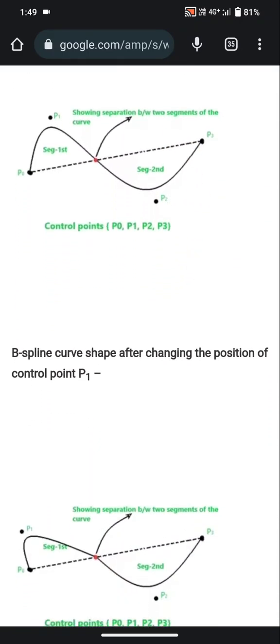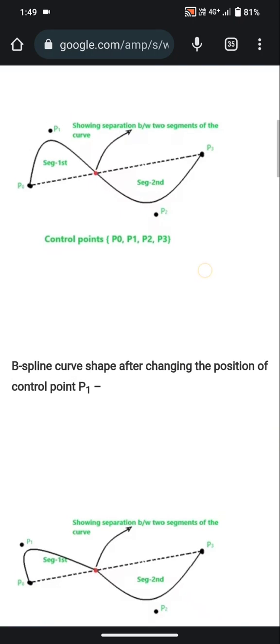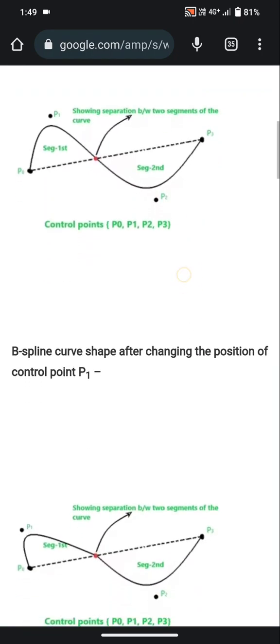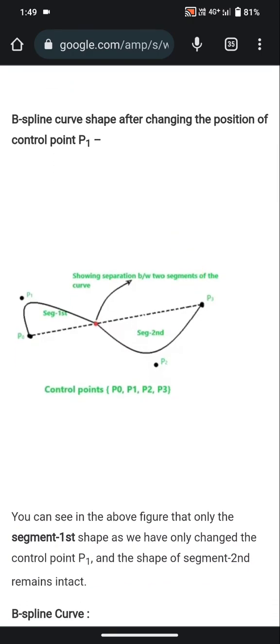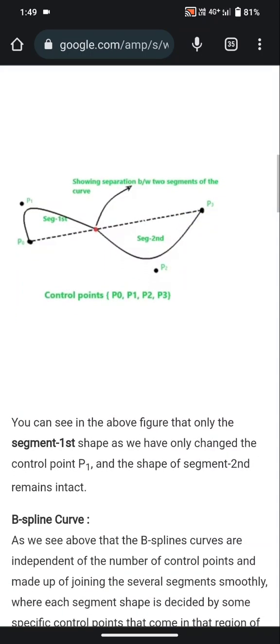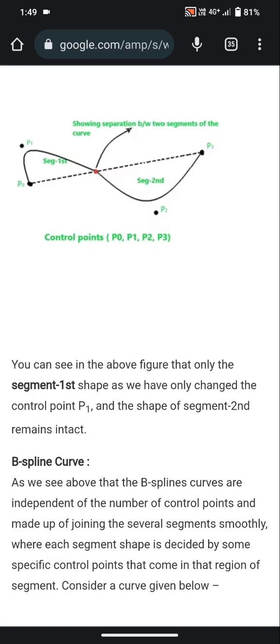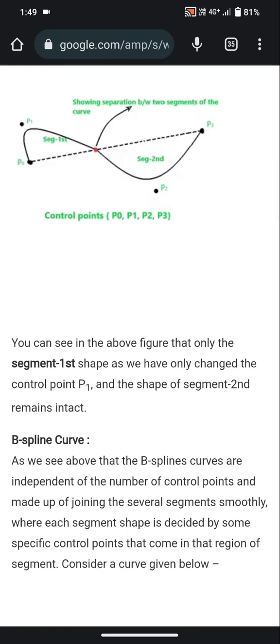B-spline curve shape after changing the position of control point P1. Before changing the position we saw the earlier shape, and now we can observe how it looks after changing the position. You can see in the above figure that only the first segment's shape changes, as we have only changed the control point P1. The shape of segment 2 remains intact.